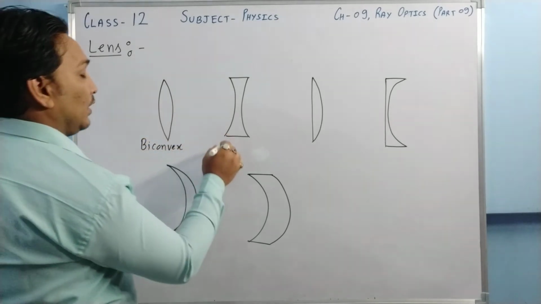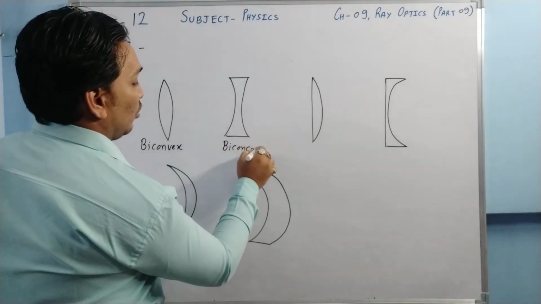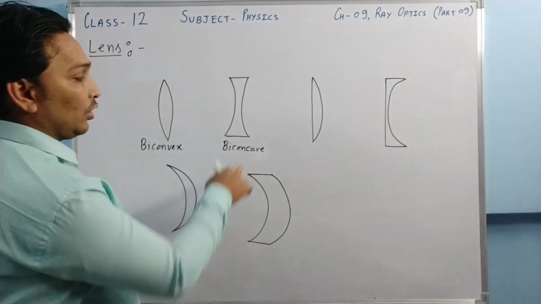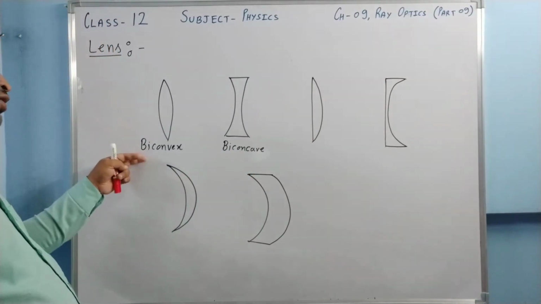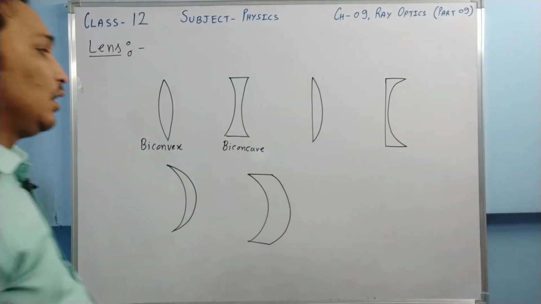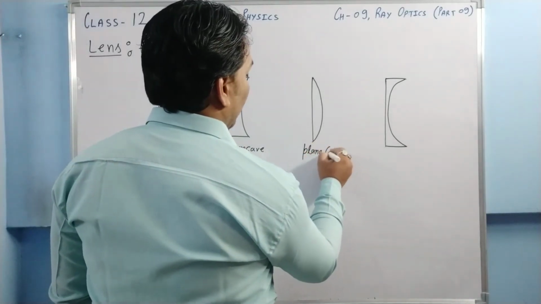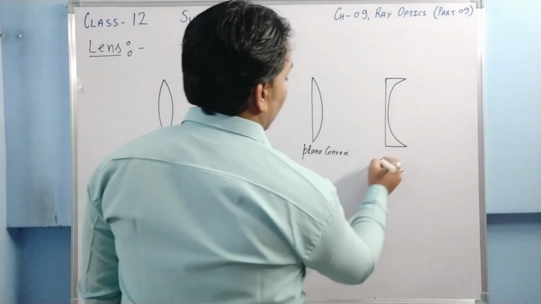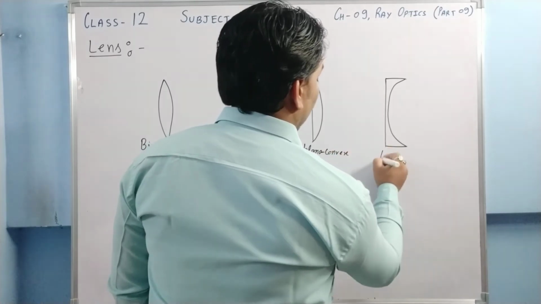This is a biconvex lens, and this is biconcave. Why is it called so? Because bi means 2, concave means both the surfaces are concave. Biconvex, bi means 2, both the surfaces are convex. It is plano-convex. It is plano-concave.